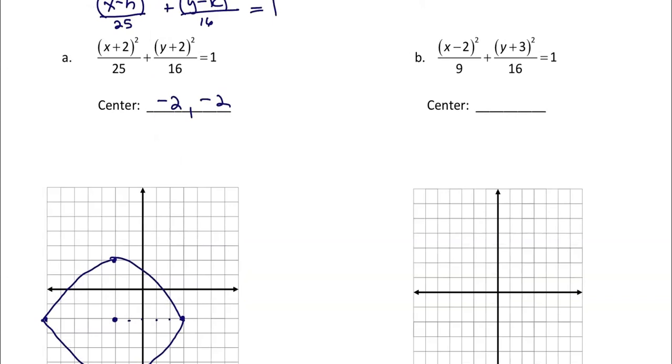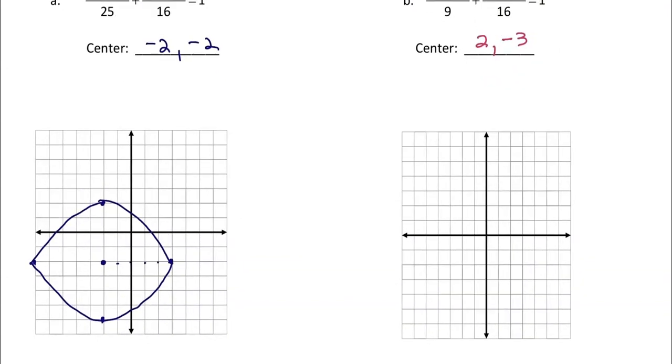Okay, the next one, the center, again, reading from the top, is going to be 2, comma, negative 3. Okay, so go to 2, and then down 3: 1, 2, 3. This time the x is smaller, so I'm going to go 3 this way, 1, 2, 3, and 3 that way. That makes up my minor axis. And then I'm going to go up 4, 1, 2, 3, 4, and down 4, 1, 2, 3, 4. That makes up my major axis.